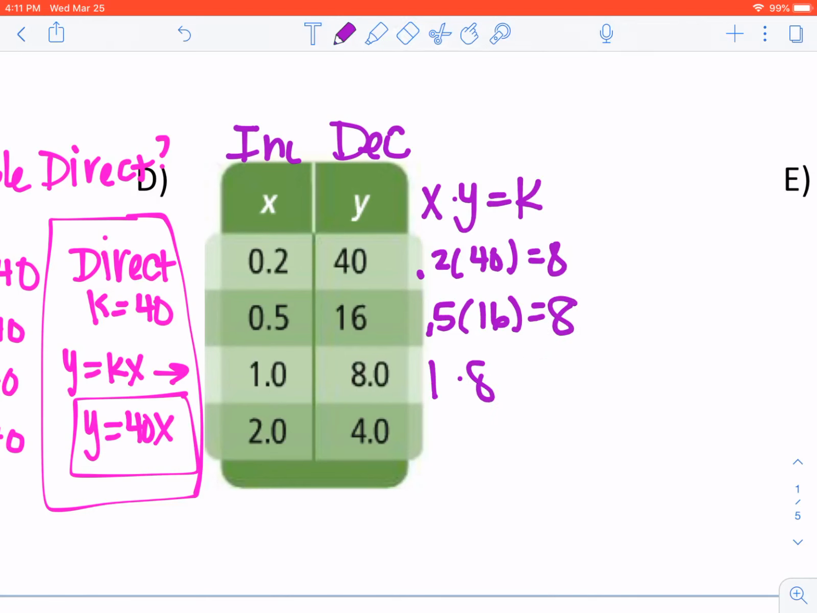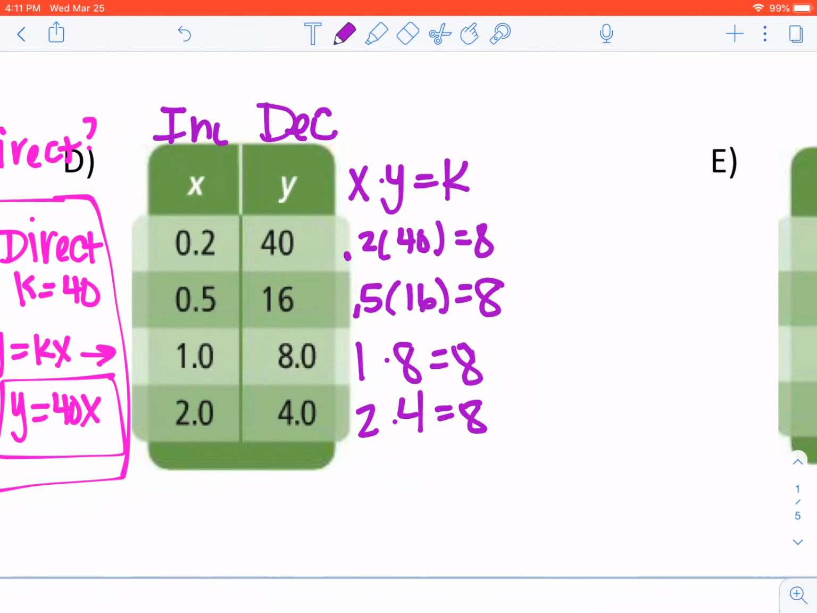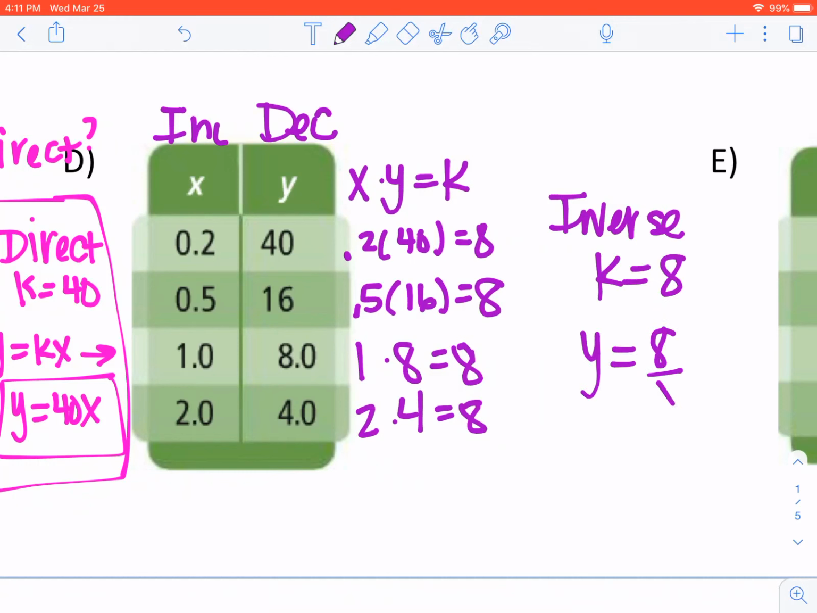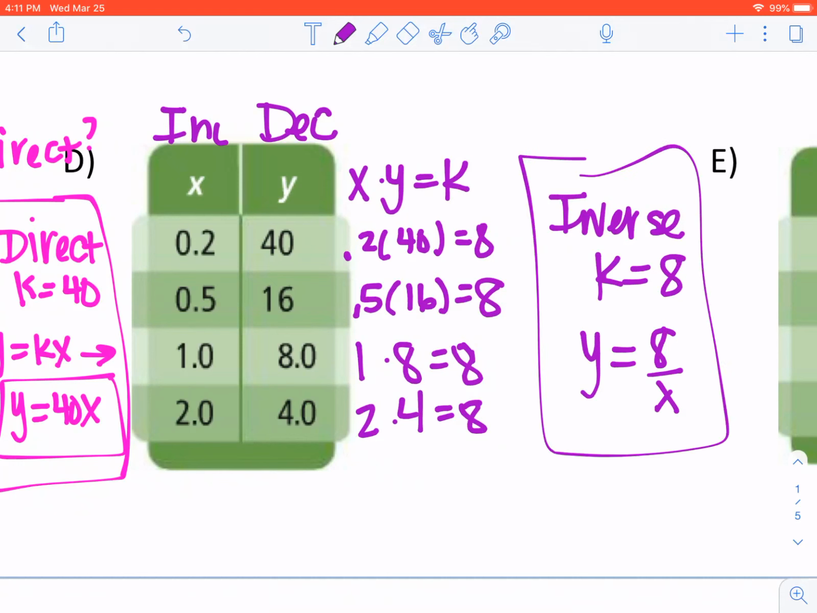1 times 8, I get 8, and 2 times 4, I also get 8. So on all of these, I get a constant of 8, so it is in fact inverse variation. My constant is 8, and my equation is y equals 8 divided by x now because it is inverse variation. So your function is going to be y equals 8 divided by x.